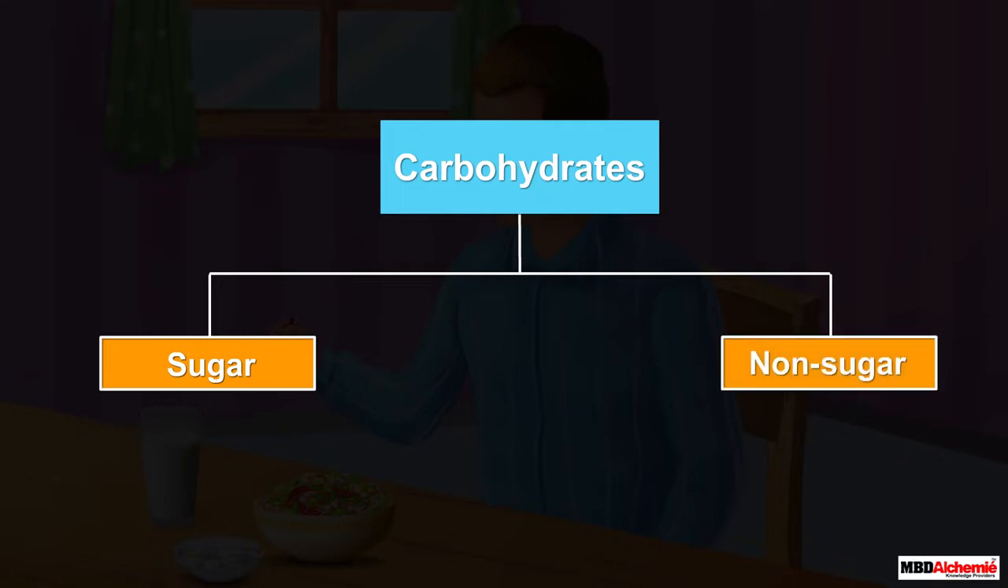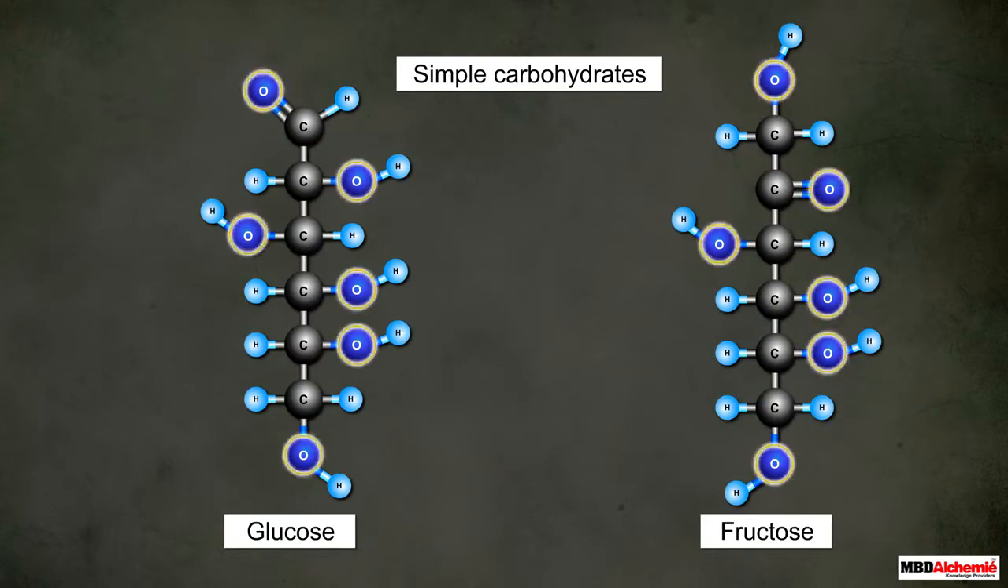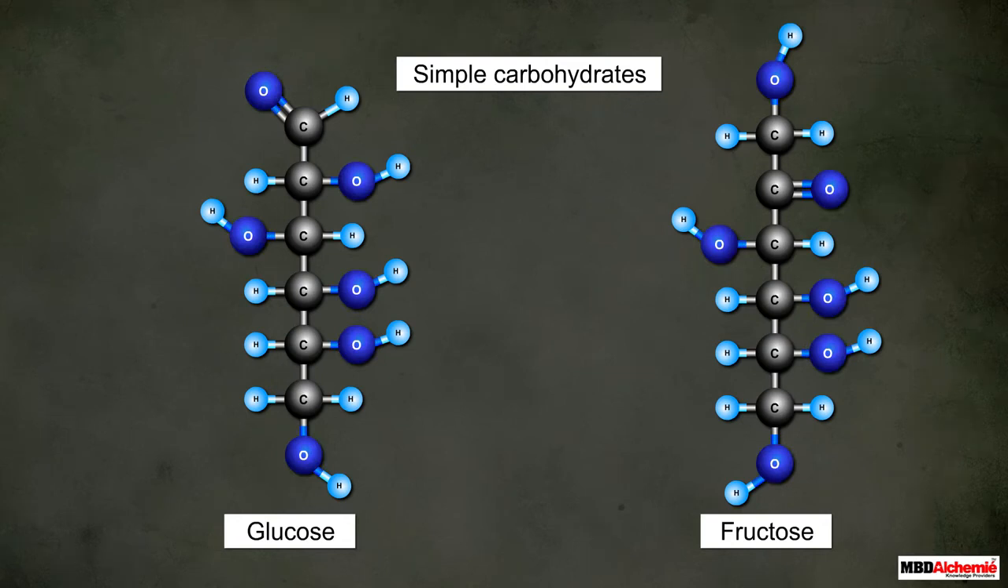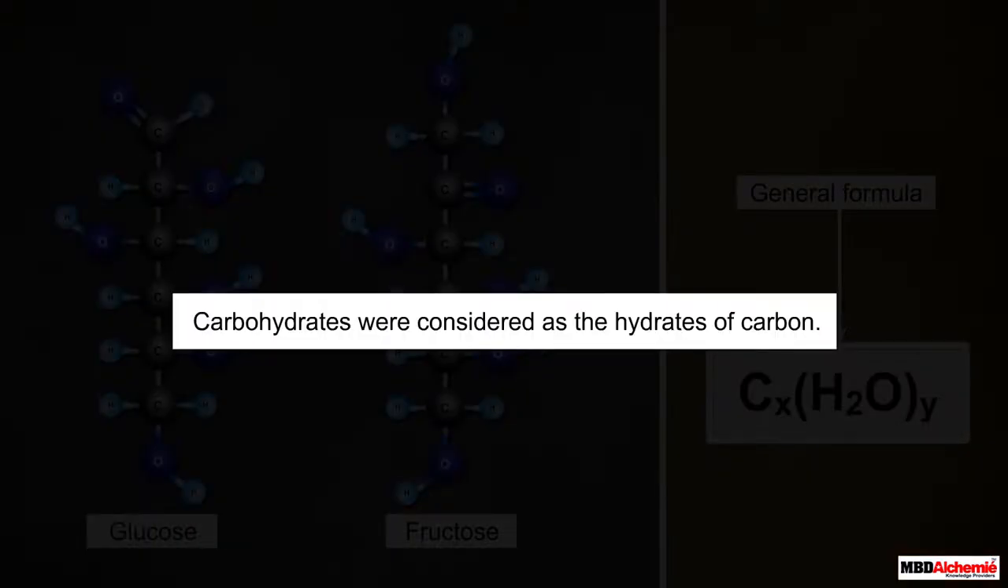Now let us learn about the structures of carbohydrates. For this, let us consider the structures of two simple carbohydrates, glucose and fructose. As you can see, these carbohydrates consist of three main elements: carbon, hydrogen and oxygen. Due to the presence of these elements, earlier carbohydrates were given a general formula of CxH2Oy. Therefore, they were considered as the hydrates of carbon.